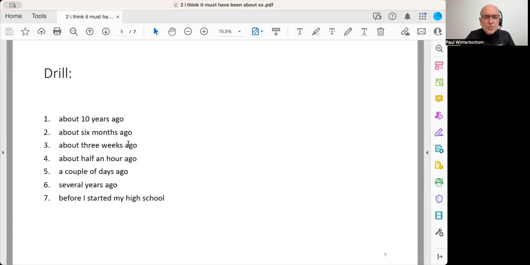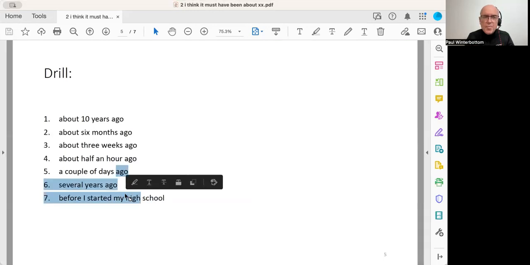Now we're going to do a drill with different times. So notice when I say the amount of time, 10 years, 6 months, 3 weeks, I always use about. But with some of these which are already approximate, we don't use that. So a couple of days ago means about 2 days ago, several years ago, before I started my high school. These are all not fixed time, so we don't need to use about.